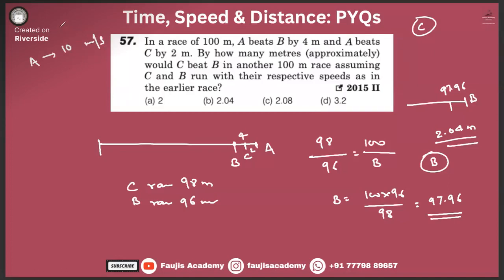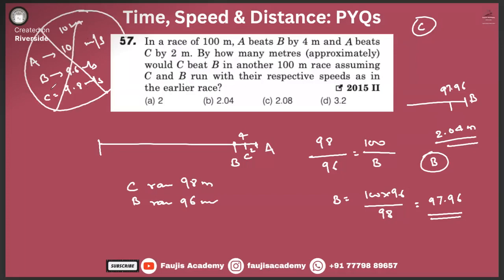So A takes 10 seconds to reach. And similarly, you feel B's speed will be 9.6 meters per second and C's speed will be 9 meters per second. Okay. We cannot assume it this way. You take these numbers and work it out. Use the calculators. You will get completely different numbers.